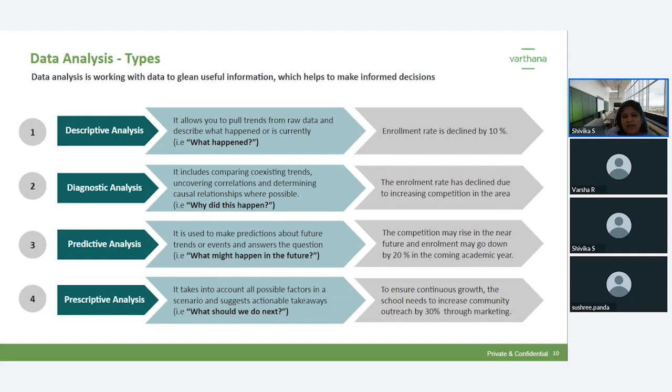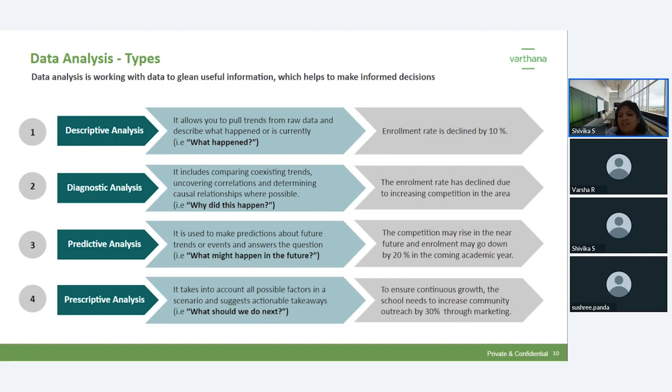Here is another example: the enrollment rate in a school has declined by 10% in descriptive analysis. But if I try to do diagnostic analysis of the data set, here my focus is that the enrollment rate has decreased, and because of what, why is there a decrease.